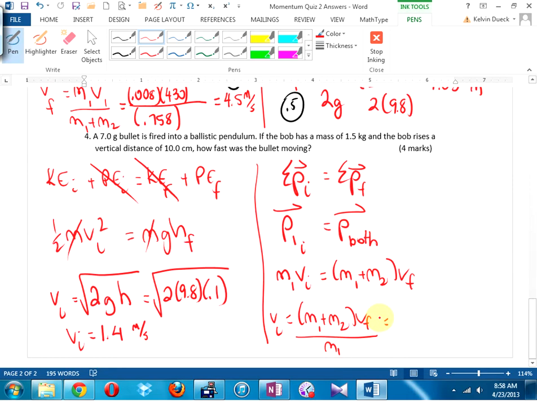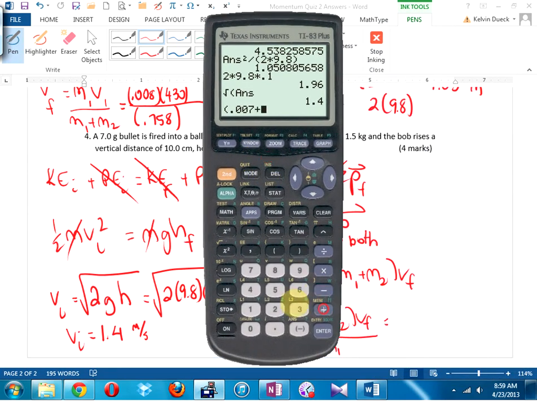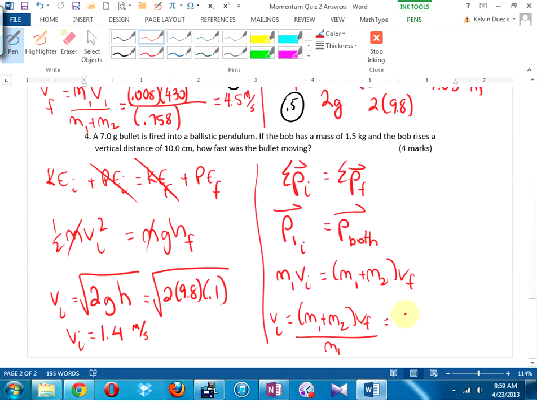I'm running out of room here, so I'm going to start plugging in numbers. Bracket 0.007. Do you guys like that, 007 for the bullet? Okay, fine. Plus 1.5 times 1.4 divided by 0.007. You get 301.4 or 301? Yeah? 301 meters per second. If you got that right, 4 out of 4.